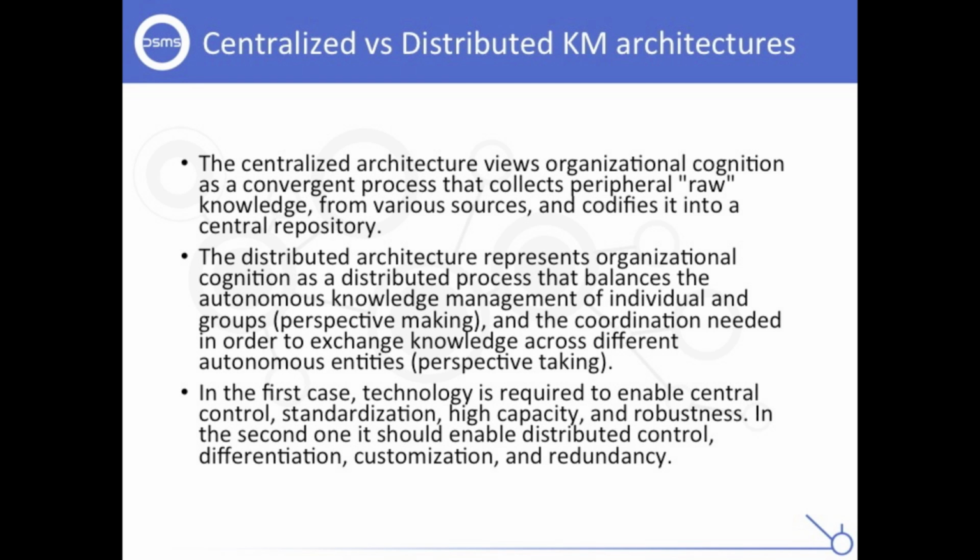Now let's talk about the centralized knowledge management architecture versus the distributed knowledge management architectures. The centralized one views organizational cognition as a convergent process that collects peripheral raw knowledge from various sources and codifies it into a central repository. On the other hand, the distributed one represents organizational cognition as a distributed process that balances the autonomous knowledge management of individuals and groups, and the coordination needed in order to exchange knowledge across different autonomous entities.